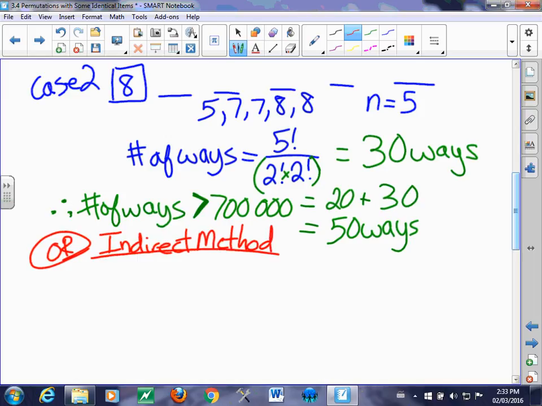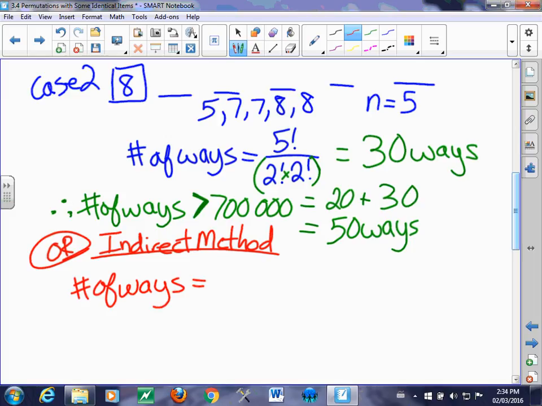Okay, and there'll be many questions on your test where you can choose one or the other. I may, in the knowledge questions, specifically ask for the direct method or ask for the indirect method, but for an application or inquiry problem, guess what? You can choose.